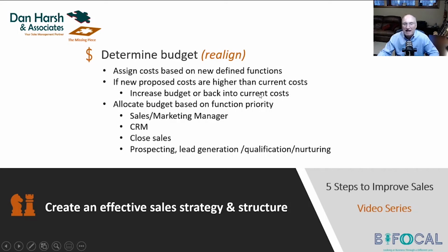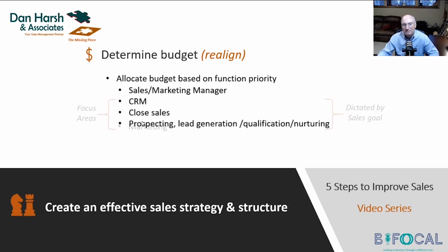A decision has to be made there. But you're going to have to decide. If my decision is I'm not spending any more, I'm just going to try to get better and more effective, then I've got to realign these costs, and I've got to begin to allocate budget based on the function and the priority of these things that we just talked about.